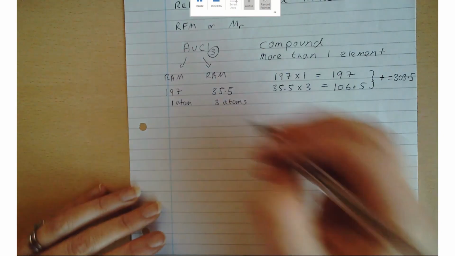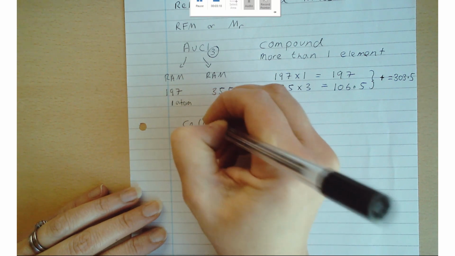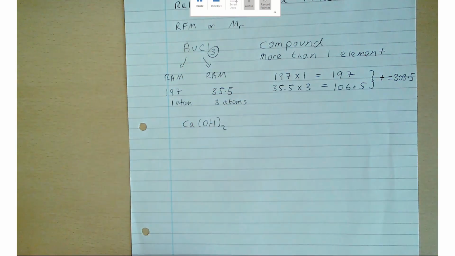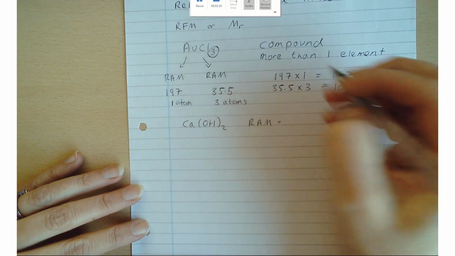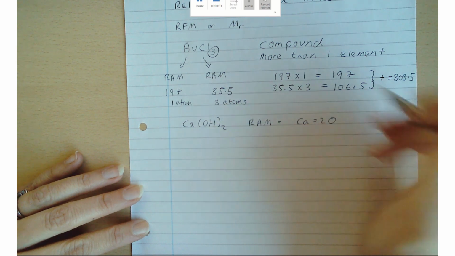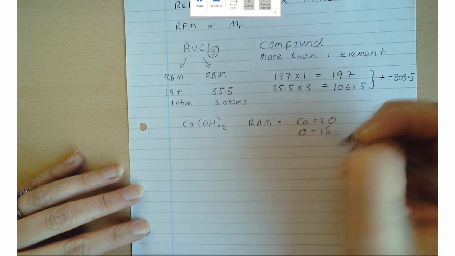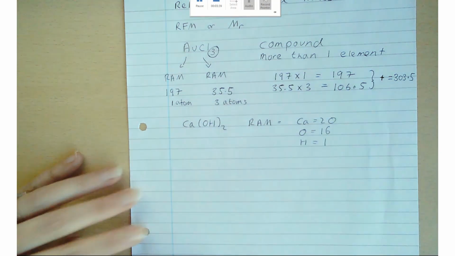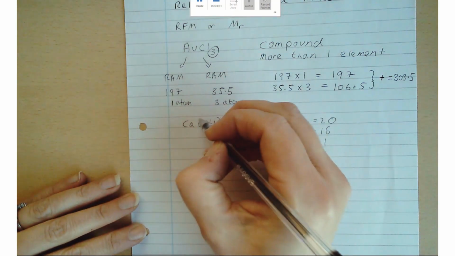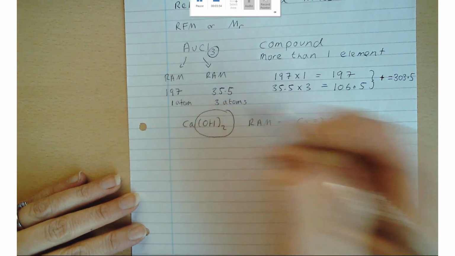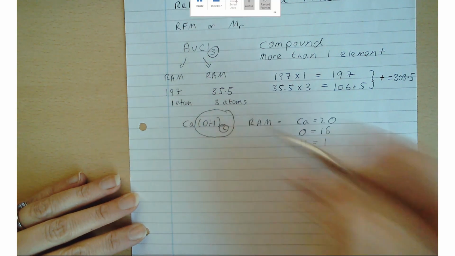A more complex example might use brackets. And here I have an example of calcium hydroxide. In this question, I am already given the relative atomic mass of calcium. So calcium is equal to 20, oxygen is equal to 16, and hydrogen is equal to 1. So this question gives me the relative atomic masses, so I don't need to go and look at a periodic table.